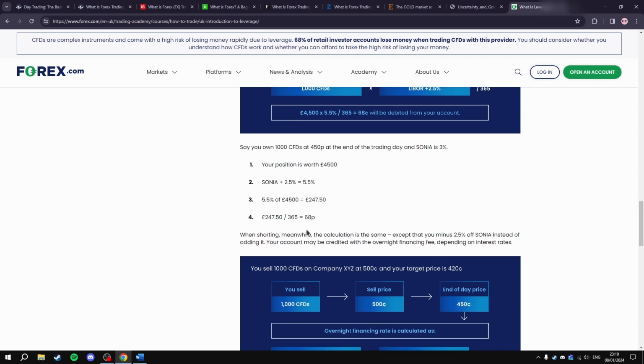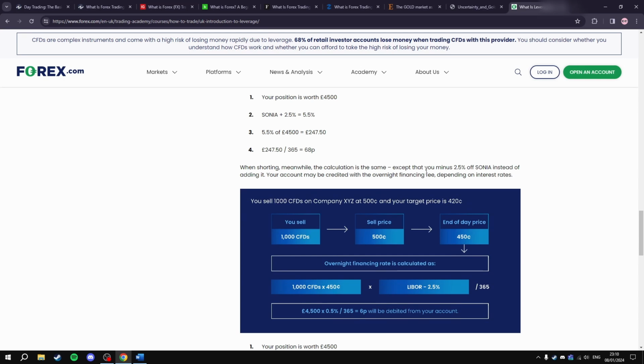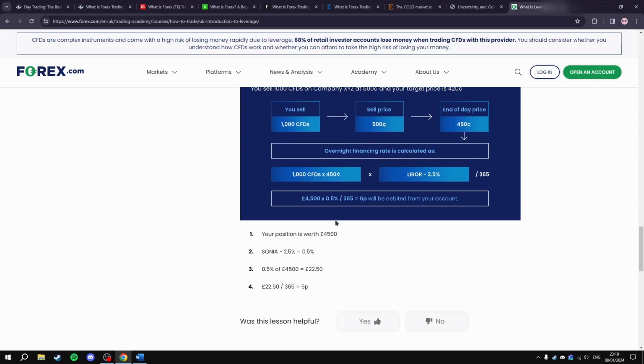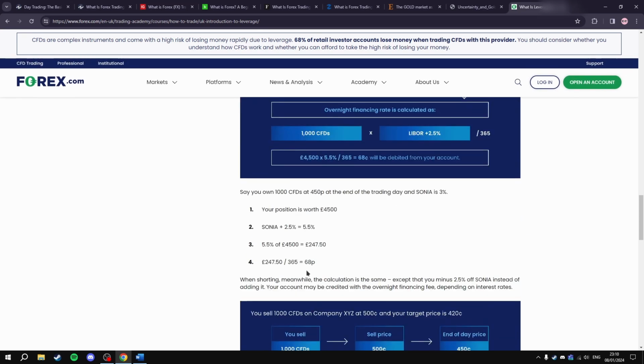When shorting, meanwhile, the calculation is the same, except that you subtract 2.5% instead of adding it. Your account may be credited with the overnight financing fee depending on the interest rate. Your position is worth that. SONIA minus 0.5 is 202.56p.